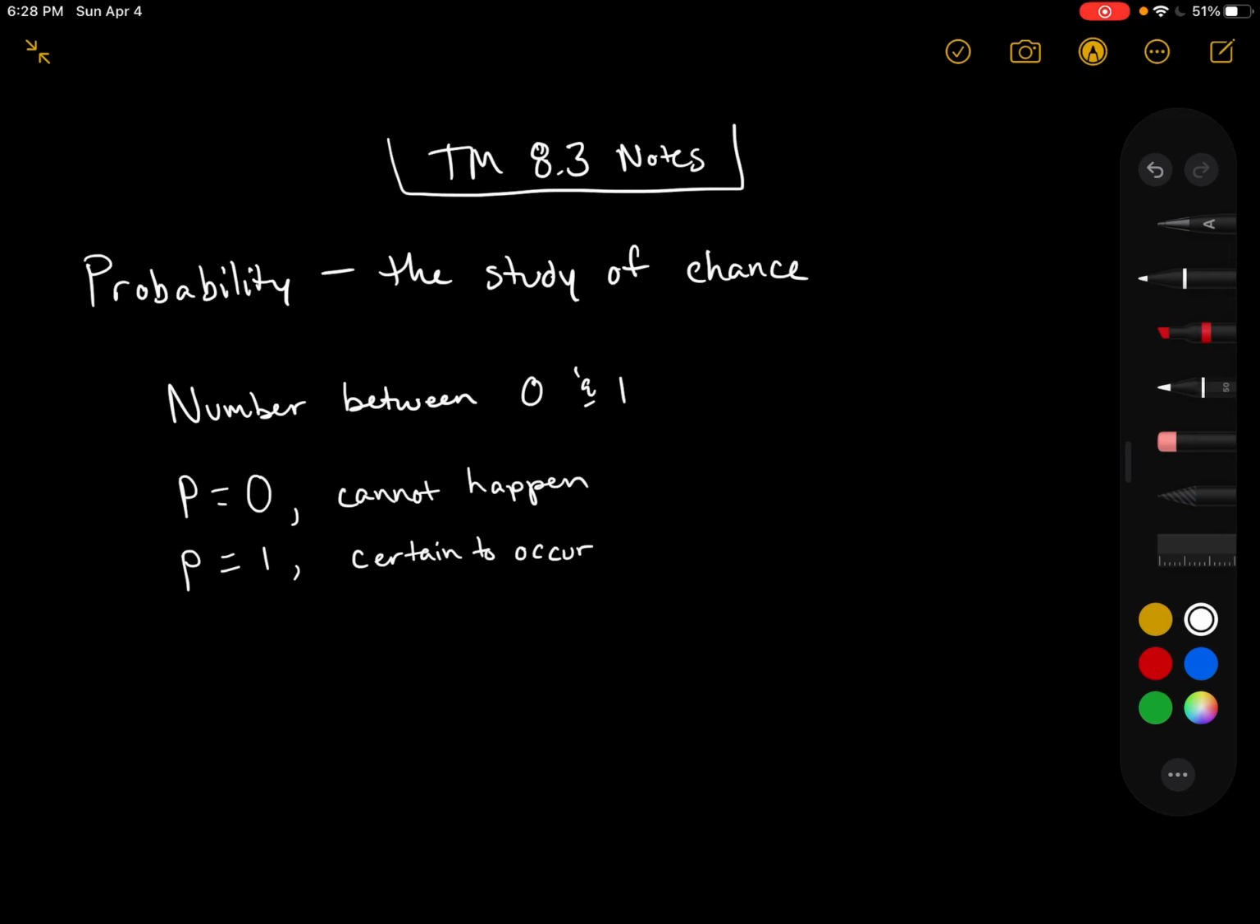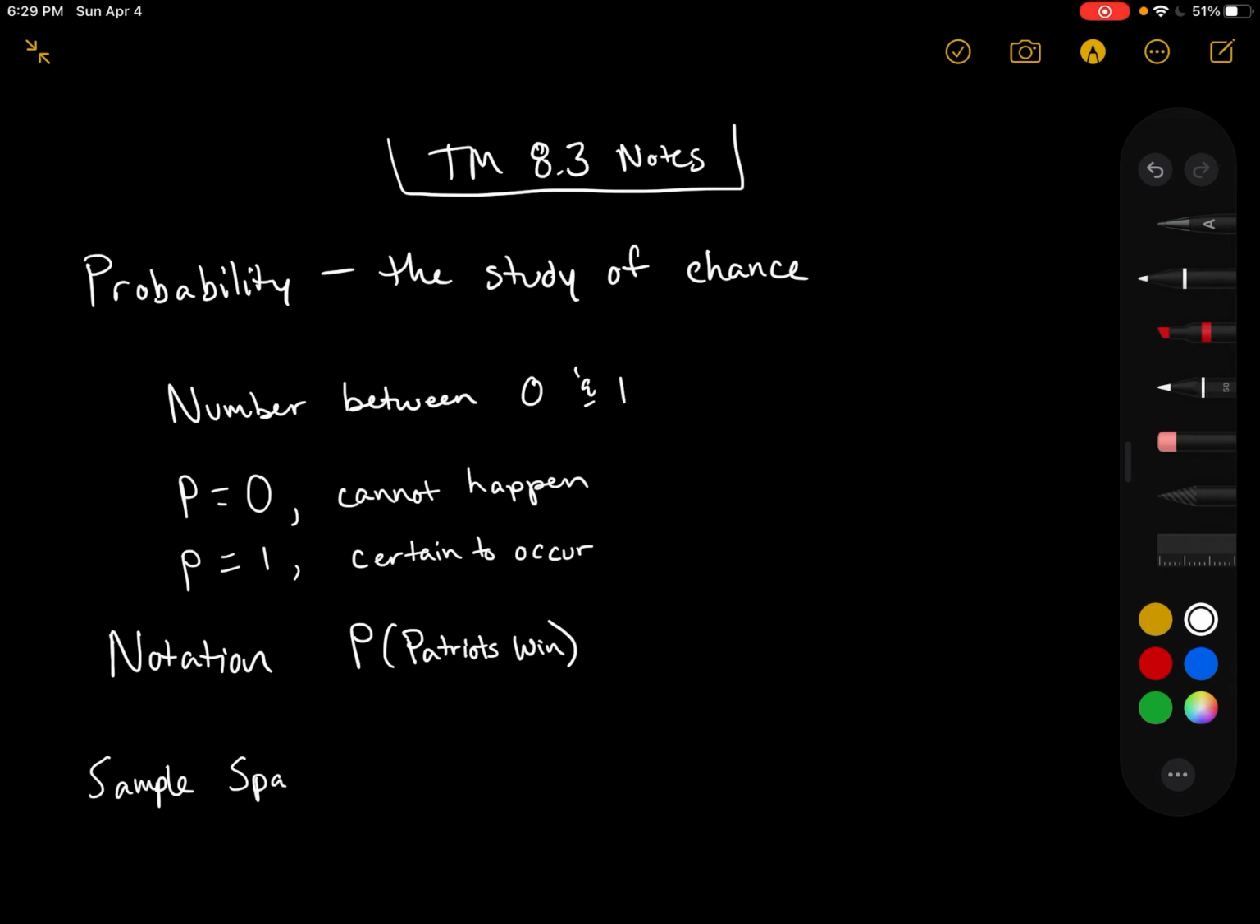Something like the Patriots winning the Super Bowl, that's like 0.99, almost certain to occur. Something like the Browns winning the Super Bowl, that's like 0.1 maybe, very, very unlikely to occur. The notation for probability that we use is just P and then parentheses, whatever it is. So the probability of the Patriots winning the Super Bowl, we would literally just write as P of, that's what the P stands for, and then whatever the event is in parentheses.